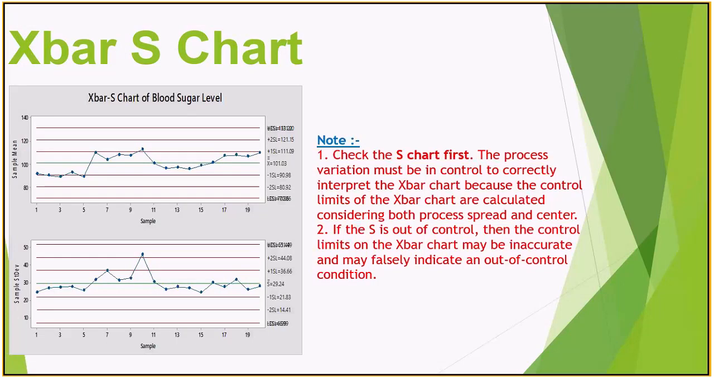So whenever you are checking your X bar S chart, you have to carefully understand that your subgroup size should be 9 or more, and then you have to review your S chart first. By looking at this, the sugar level of the patient is looking in control and the process is stable.